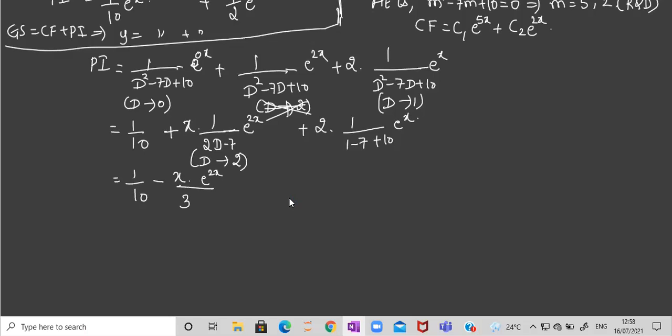Plus 10 plus 1 is 11. 11 minus 7 is how much? 4. So at the most you can write it as 2 by 4, means 1 by 2. Hope you understood all the shortcut way. Now the last step, which will give you 1 or 2 marks. Y equal to what CF you got, what PI you got, you should substitute compulsorily.